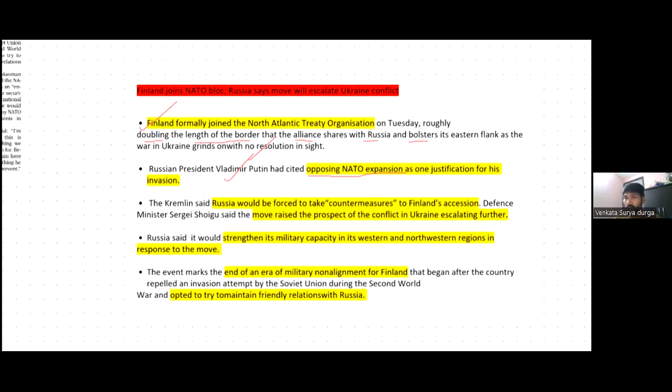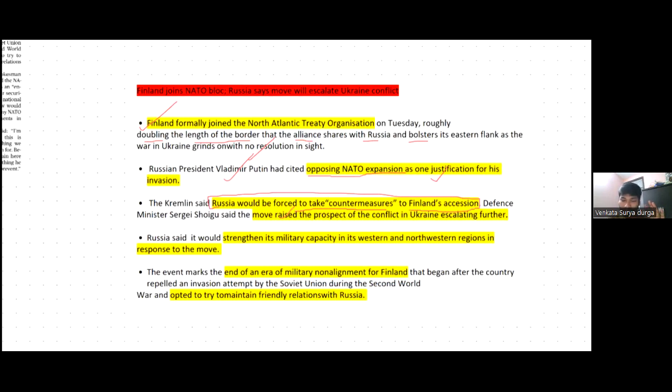So, owing to the further expansion of NATO, the US-led military alliance, especially to Ukraine, Russia says that it attacked Ukraine to protect its sovereignty and territorial integrity because NATO's expansionism threatened its existence. The Kremlin says that Russia would be forced to take countermeasures to Finland's accession. Right? So if Russia's security is threatened, then Russia would be forced to take countermeasures.